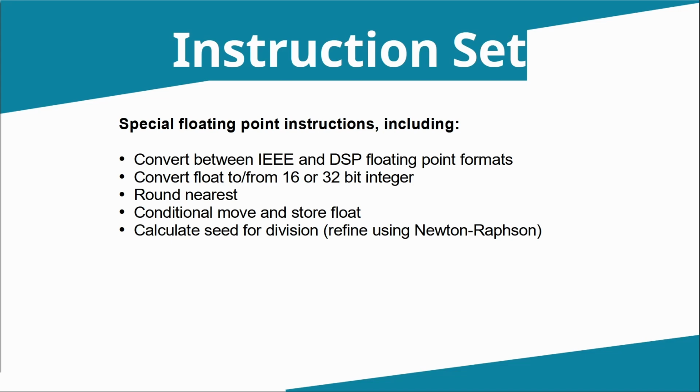There are instructions to convert floating point values to or from 16 or 32-bit integers. You can round floating points to the nearest integer, and you can conditionally move and store a float, so move to an A register, and if you wish to, store that in memory based on certain conditions. And finally, a seed for division. So division isn't natively built into the instruction set for the DSP, but you can calculate a division by using the seed function first to get a rough approximation to what the answer is, and then refining that using the Newton-Raphson method to gradually improve your answer for division.